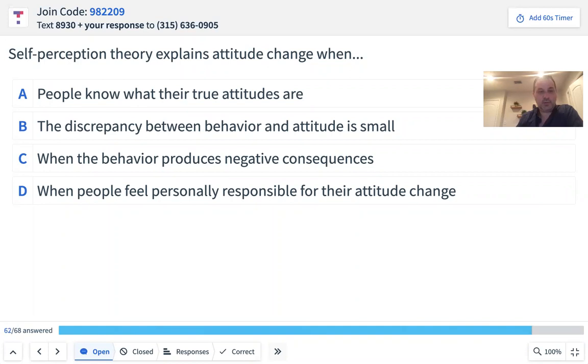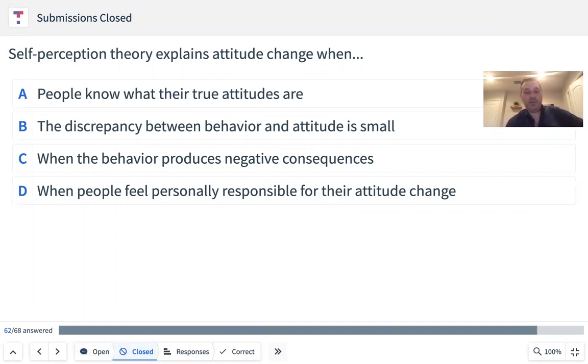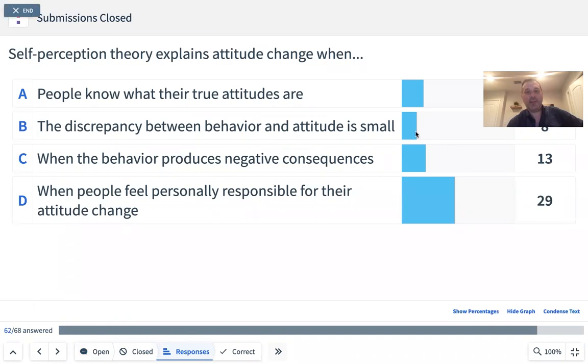Obviously, this is what we just went over at the very end of the lecture, and I mentioned that cognitive dissonance occurs when the discrepancy between behavior and attitude is large, and self-perception explains attitude change when the discrepancy between attitude and behavior is small. That concerns me. Again, for two questions in a row, it's the least commonly answered response option. It's a good thing these are quizzes and you guys are only graded on participation and not accuracy.